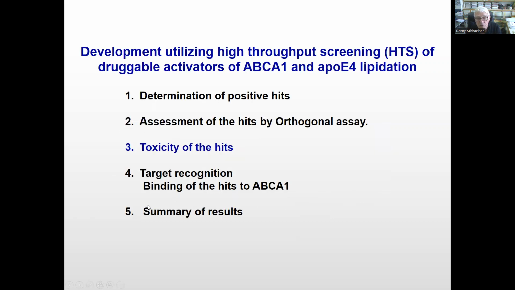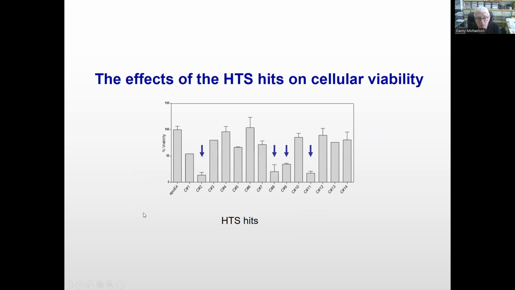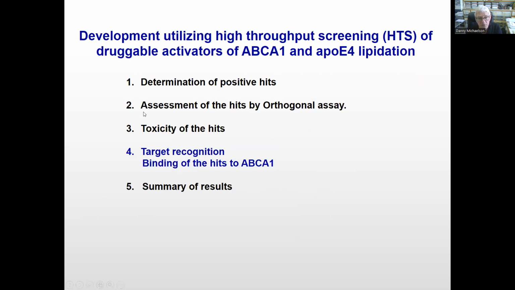Next, we need to test the toxicity. That's trivial. And when we measured toxicity of the hits, we lost a few more compounds. You see those, 1, 2, 3, 4, caused a markedly strong effect on cell death. So putting together these 3 criteria shown over here, we have functionally selected our hits. But the question now comes: what is the target of those hits? Do they really interact with ABCA1, or is it an indirect effect through some other known mechanism?